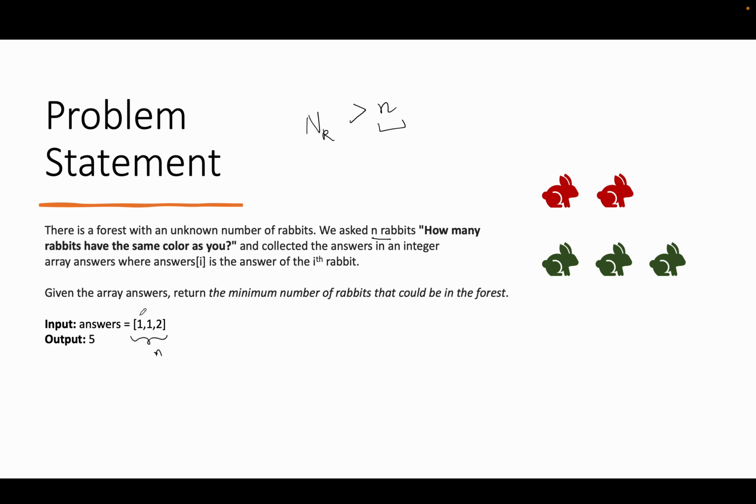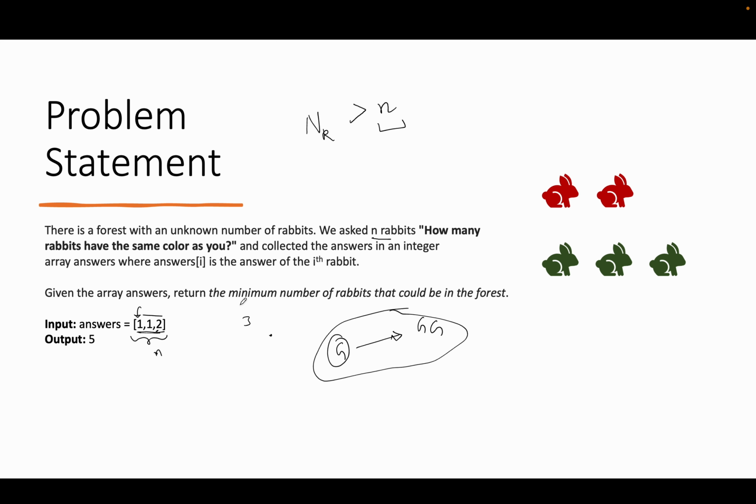Each value corresponds to an answer from one of the rabbits. So in this case, we asked three rabbits. So clearly there are three rabbits. They answer correctly: how many other rabbits are of the same color as the rabbit themselves? So if a rabbit is of green color, and let's say there are a total of three green colored rabbits in the forest, and we ask this one, it will say that there are two more. So we record here. For this case, first rabbit said one, second also said one, and third said two.